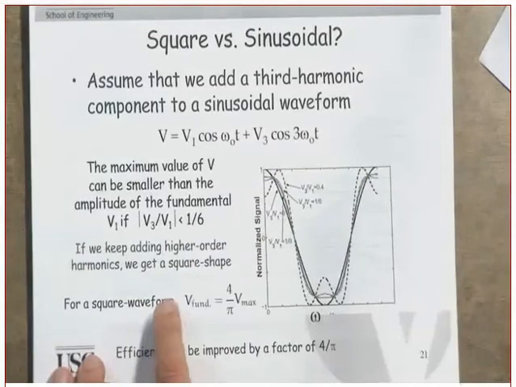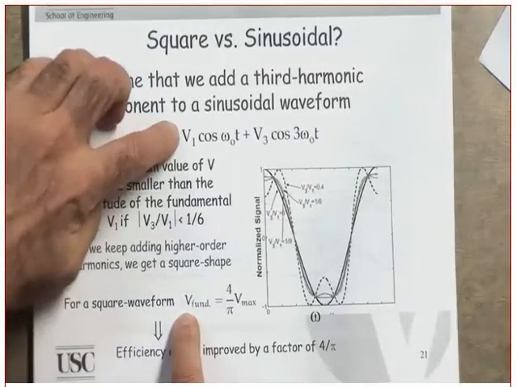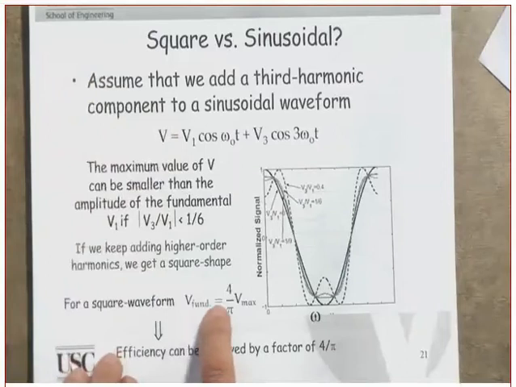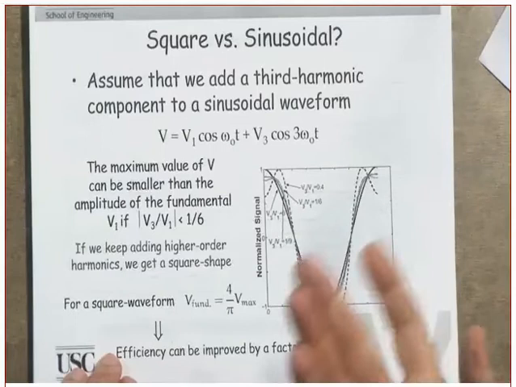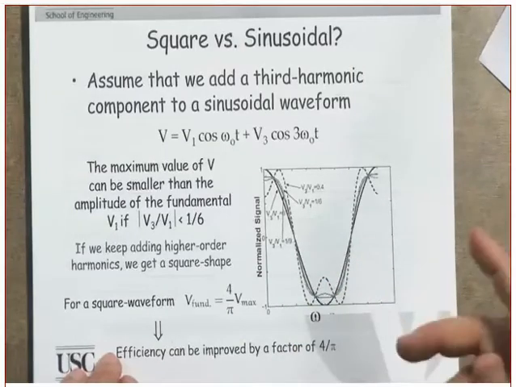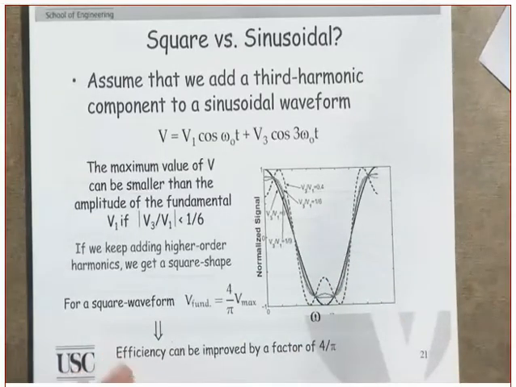Now, for a square waveform, the fundamental, this one, V1, will be 4 over pi times the maximum, which means it is more than VDD. The swing is more than VDD. Clear? Do you understand what I mean by the swing?